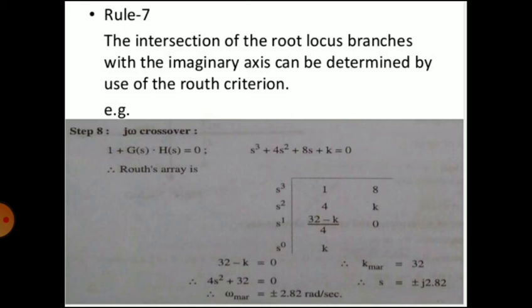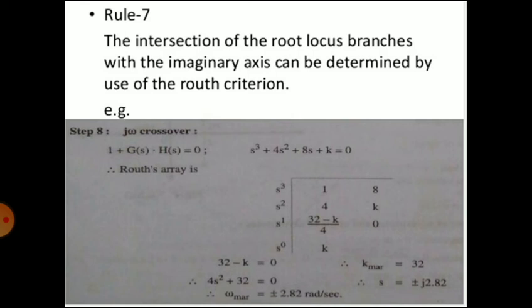Determine k marginal, that is the value of k which creates one of the rows of the Routh array as a row of zeros. Construct the auxiliary equation A(s) equal to 0 by using coefficients of the row just above the row of zeros, and roots of auxiliary equation A(s) equal to 0 for k equal to k marginal are nothing but the intersection points of the root locus with the imaginary axis.